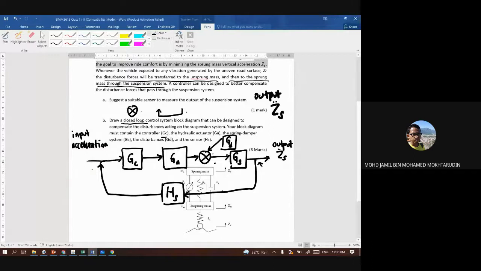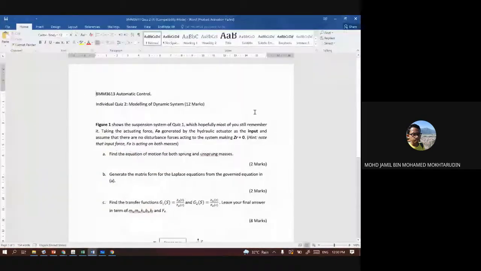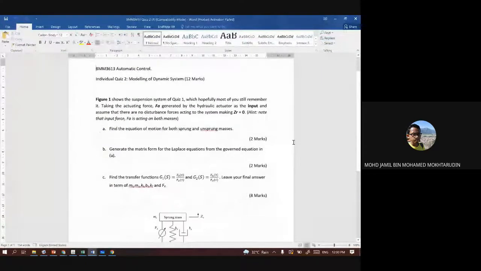Okay, so now let's look at quiz number 2. For quiz number 2, I think most of you are surprised because you got low marks. Don't worry, because actually we keyed in the marks wrongly. So we will correct the marking after this. We just realized we keyed in the marks wrongly. Okay, so let's look at this question.